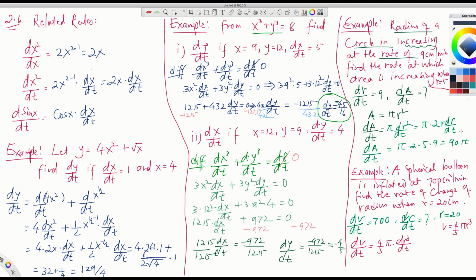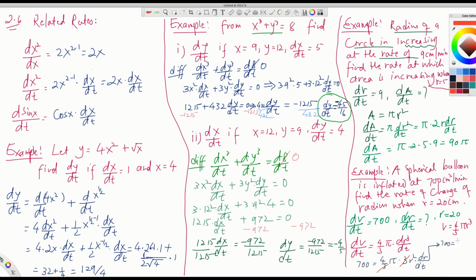Okay, let me use another color for this. So dV over dt is given as 700, right? So write down 700 equals 4/3 pi. What is the derivative of r cubed with respect to t? They don't match, so it will be 3r squared times dr over dt. You see that? So let me write down here: 700 equals 4, so this 3 and 3 will cancel out. What is left is 4 times pi r squared. r is 20, right? So 20 squared times 4.